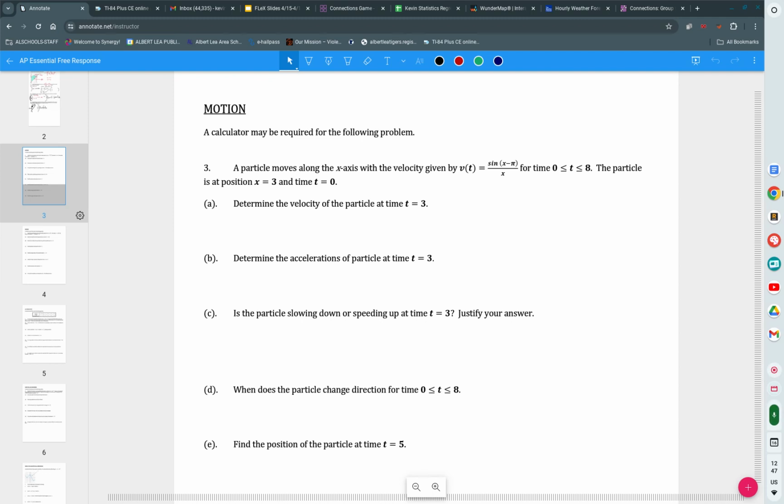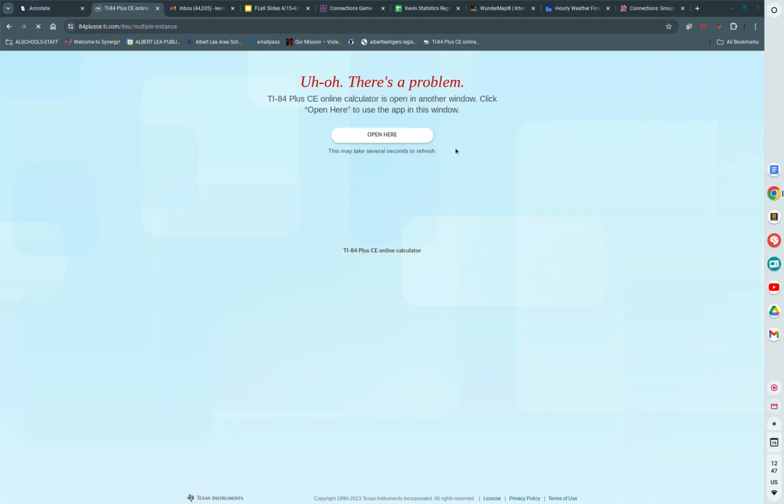A particle moves along the x-axis with the given velocity, sine of x minus pi over x, from 0 to 8. The particle is at position x equals 3 at time equals 0. Let's go ahead and plug that velocity function into our calculator.